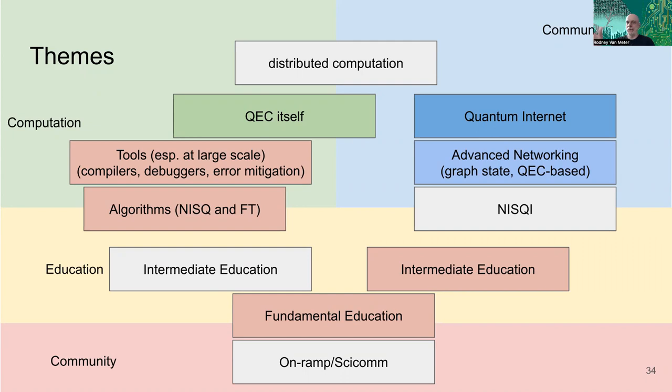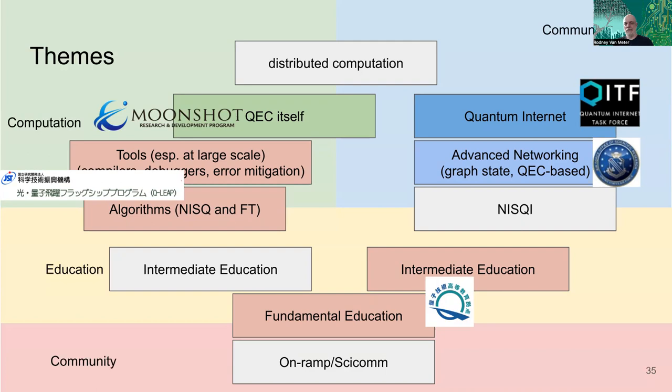We're working on quantum error correction and quite a bit on quantum internet, but also tools such as compilers and debuggers and error mitigation and algorithms and communication, popular communication with the public, and all sorts of different things going on. And of course, they are funded by a number of different organizations, many of them within the Japanese government.